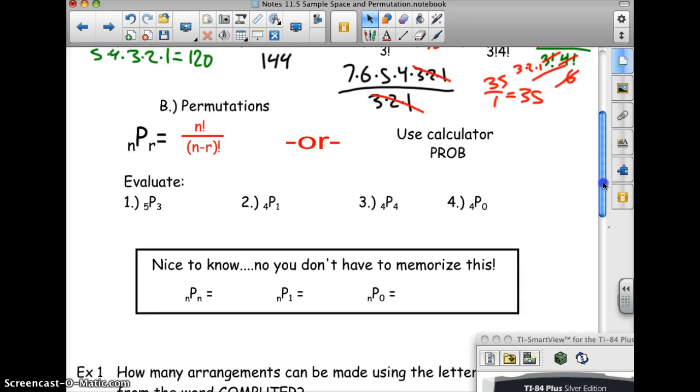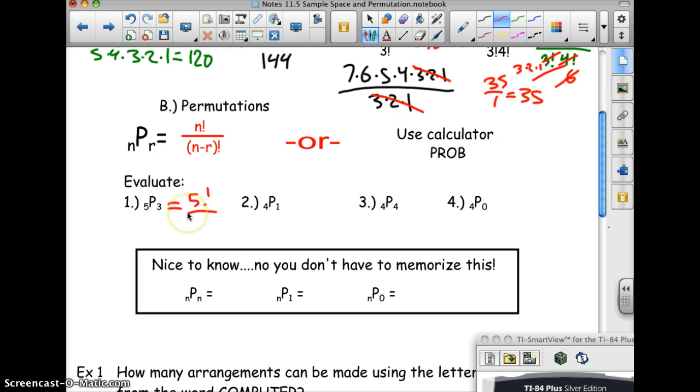Okay, there we go. So permutations. The formula for a permutation is n factorial over n minus r factorial. Or you can use your calculator and use the probability key. So I'll show you one where we do n factorial over n minus r factorial. We'll just practice a couple of them.